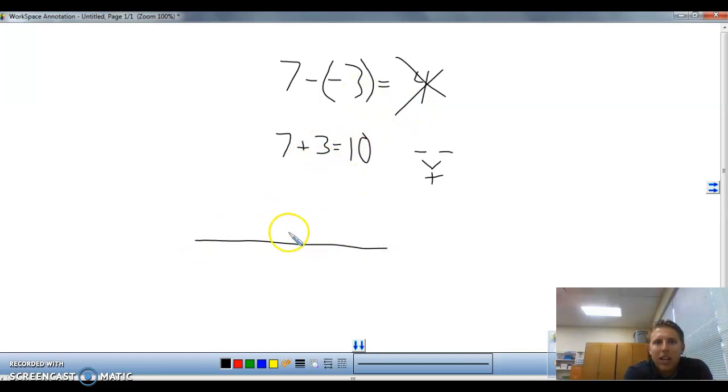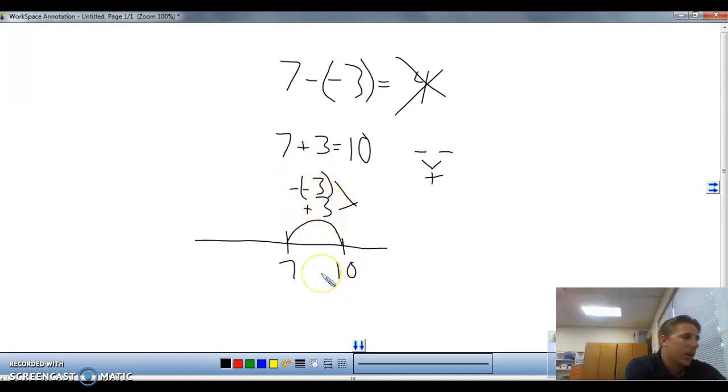Okay, if you look at a number line, say you start at 7, well, if you took away 3, you'd go to the left 3 and get to 4, right? So if you're taking away -3, you're taking away the opposite of that. So you're actually going to go in the opposite direction. Taking away -3 would actually move you 3 in the positive direction. And you would get to 10. There's no difference in these two. They're the same thing. Okay, subtracting -3 is the same as adding +3.